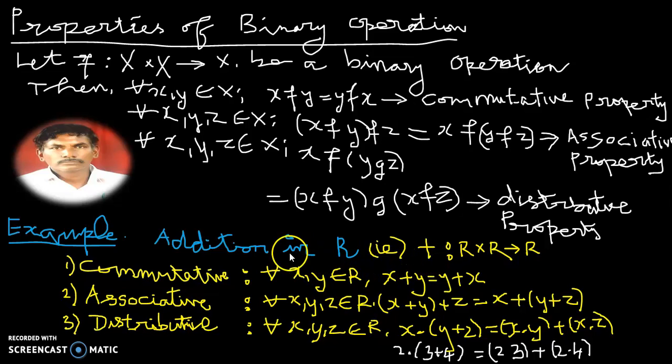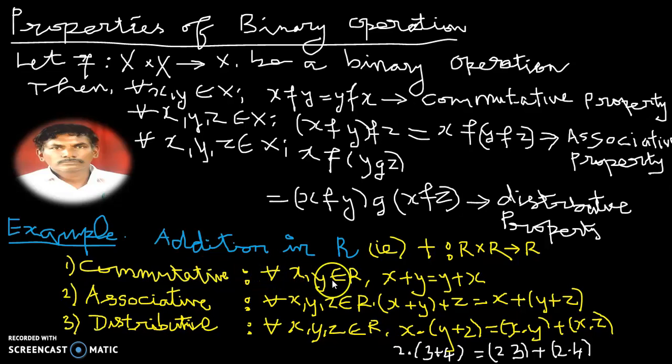Now let us check whether this addition satisfies the three properties of the binary operation, namely commutative property, second one is associative property, and last one is distributive property. Okay, right. Now let us see whether it is satisfying the commutative property or not.